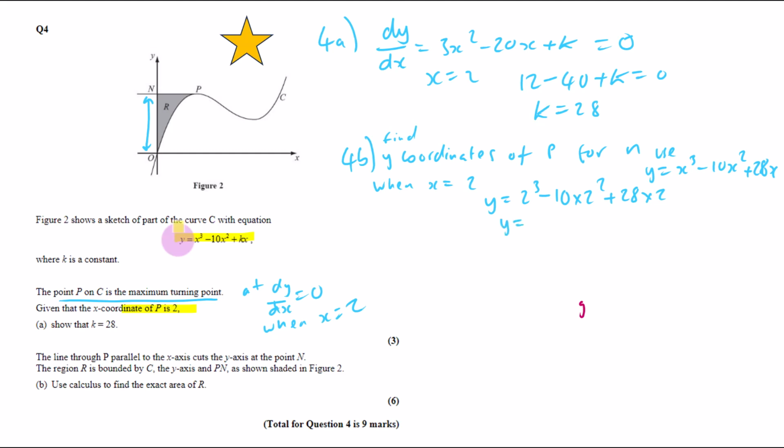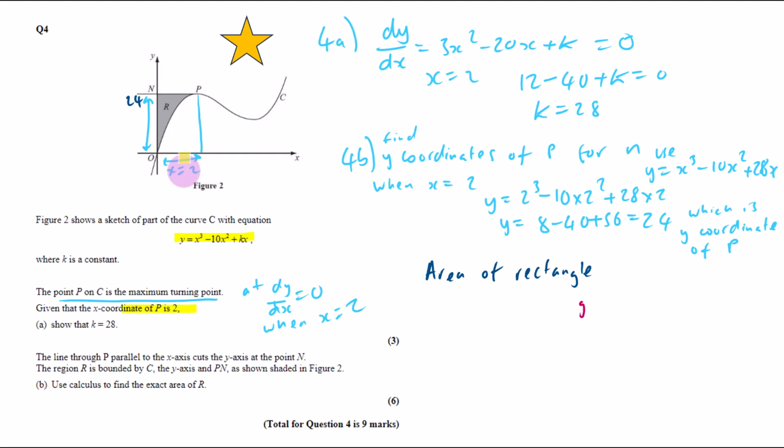So our y coordinate at that point is going to be 24, so that's going to give us a height of 24, which you can see here, which is the y coordinate of P. And then we know x equals 2 because it's in the question. So we've got an area of a rectangle, 2 times 24, it's going to be 48. Now we need to minus, to get R, we need to minus the area underneath the curve from the rectangle to get R.